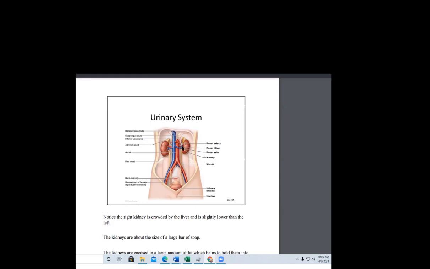And only 1% of the blood that's filtered that enters into the kidney will actually become urine, which will leave the kidney through the ureters to be stored in the bladder. So the kidneys, the ureters, and the bladder are the organs of the urinary system, and the primary function is to filter blood. Again, only 1% of the blood that's filtered by the kidney actually becomes urine.